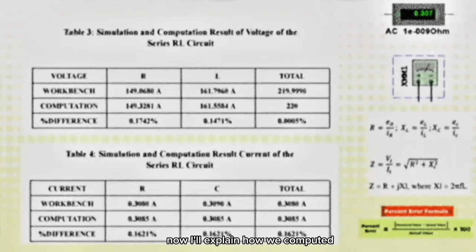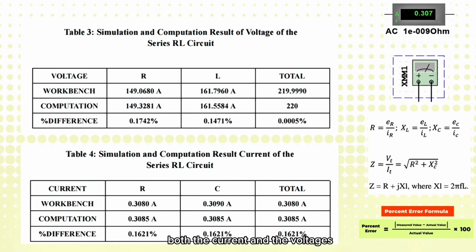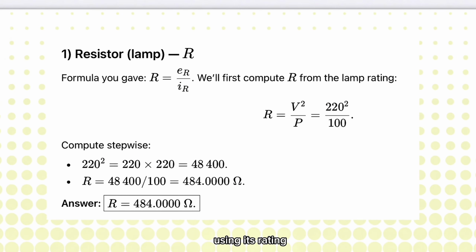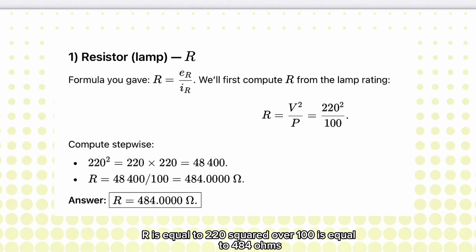Now, I'll explain how we computed both the current and the voltages in our RL series circuit. First, we determined the resistance of the lamp using its rating: R equals 220 squared over 100, which is 484 ohms. Then we computed the inductive reactance using XL equals 2 pi FL, which is 524 ohms. With R and XL, we found the total impedance to be 692 ohms. Using Ohm's law, I equals 220 over 692. We obtained a theoretical current of 0.3085 amperes, which we use in table 4.